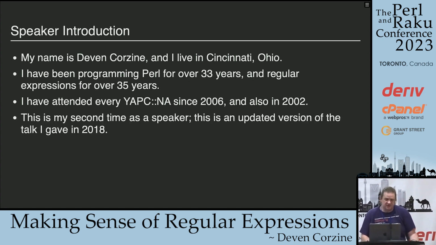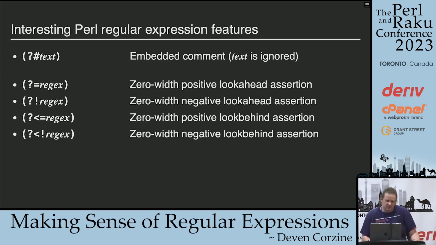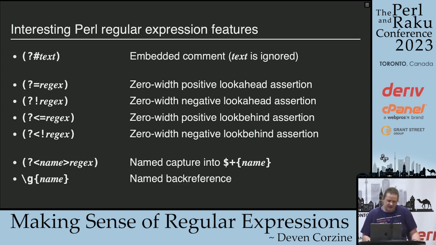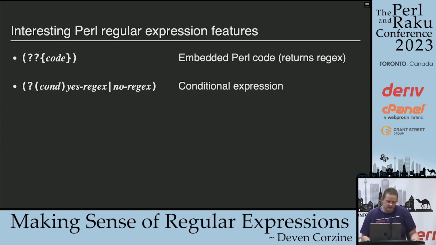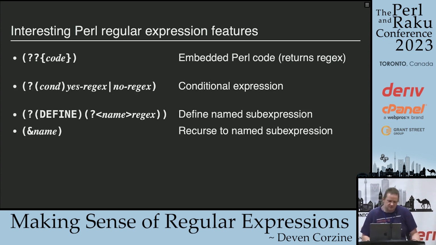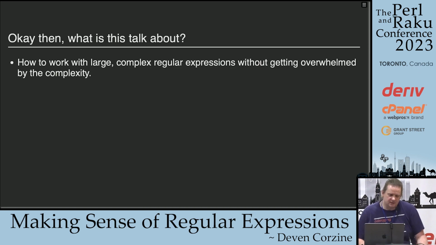It's an updated version of the talk I gave in 2018. What could possibly go wrong? So there are some interesting Perl regular expression features, like you can embed a comment, do zero-width lookahead, lookbehind assertions, named captures, embedded Perl code if you're crazy, conditional expressions, and define sub-expressions. I'm not here to talk about these things. So what is this about?